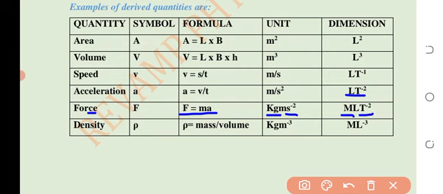And lastly, on this table, we have density, which is mass over volume, and the unit is kilogram per meter cubed.